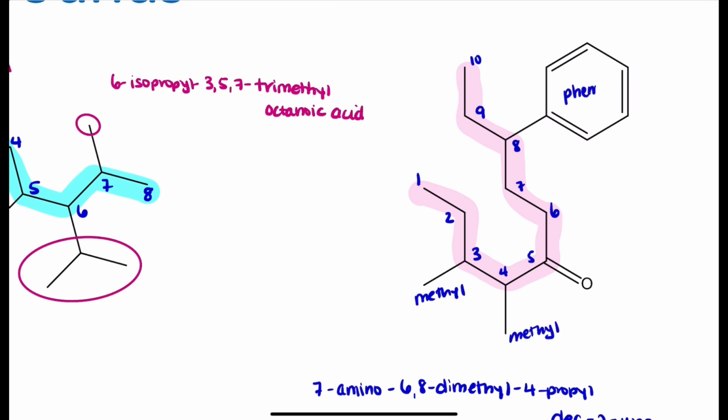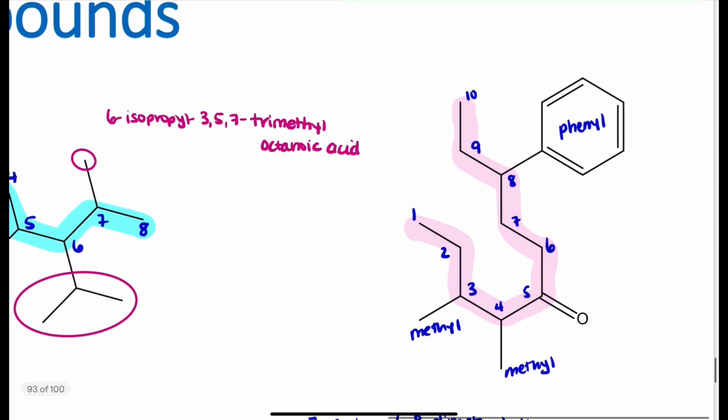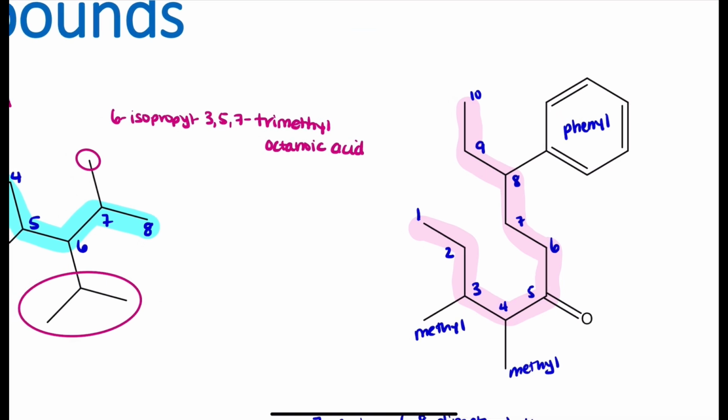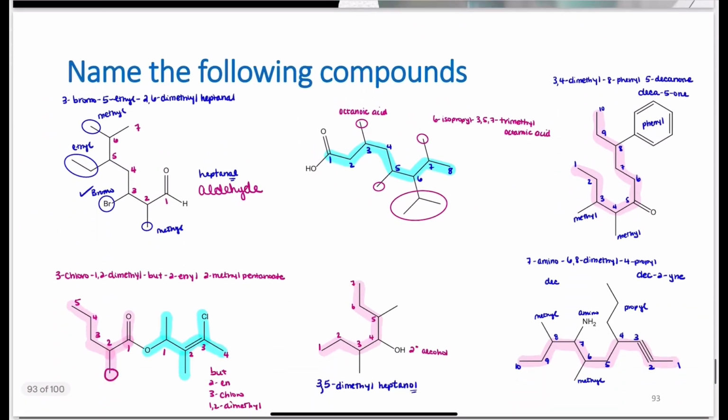And a phenyl. Because remember that benzene ring attached as a substituent group is called phenyl. So I've got 3, 4 dimethyl. Let's see, 8 phenyl. 5 decanone. 5 emphasizing where the ketone is at. You may also see this called deca 5 on the end. I have no preference.